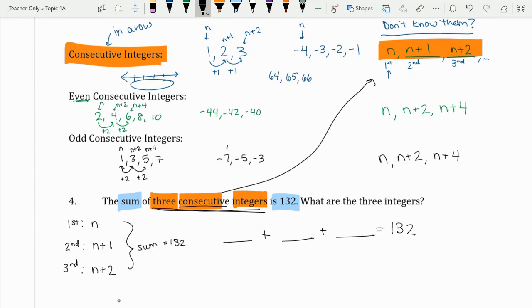And since I don't know what these numbers are, I'm going to take my labels from over here and say this is my first number, my second number, and my third number. I don't know what they are, so I'm going to use n for my first number. I'm going to use n plus 1 for my second number, and n plus 2 for my third number.